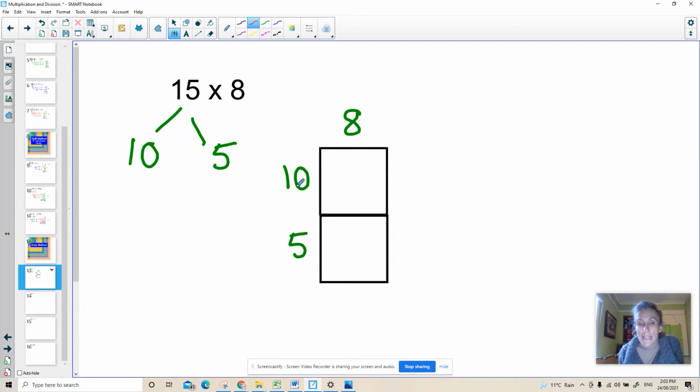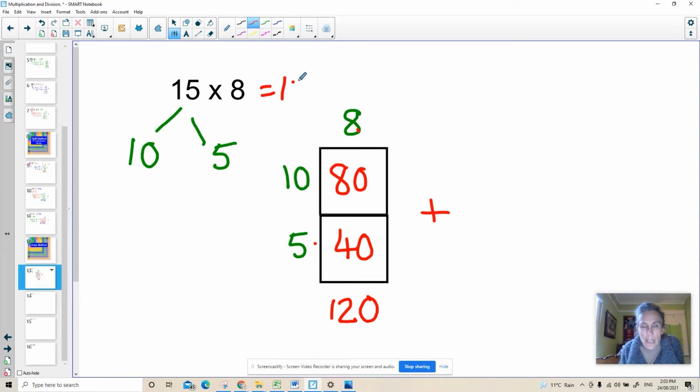So here is 8 times 10, and 8 times 10 is 80, which we know. And here I'm going to do 8 times 5, which goes into this box, and I know that 8 5s are 40. Now, I'm going to add these two together and put them under here, and that's going to be my answer. So 0 plus 0 is 0, and I know that 8 plus 4 is 12. So my answer is 120. And I'm going to put my answer up here, 120.